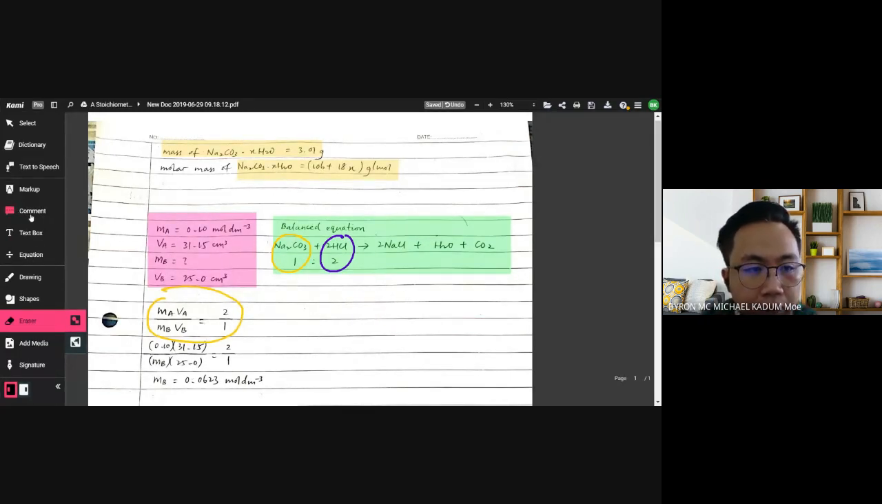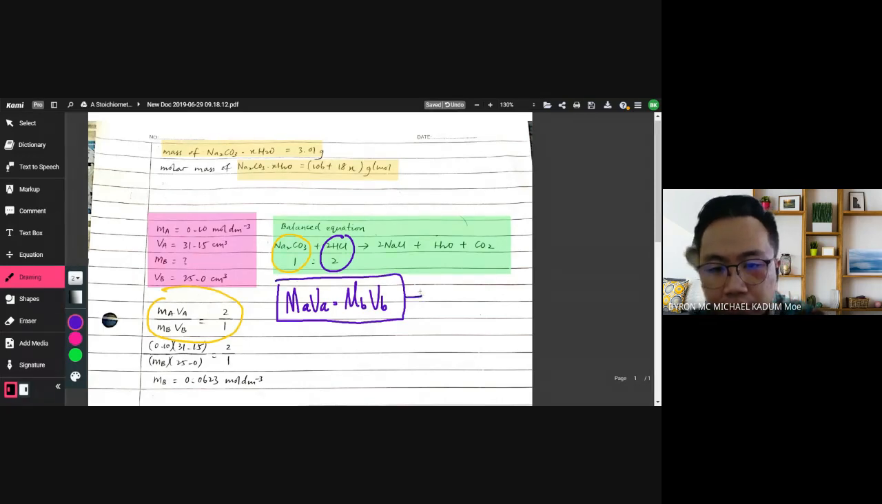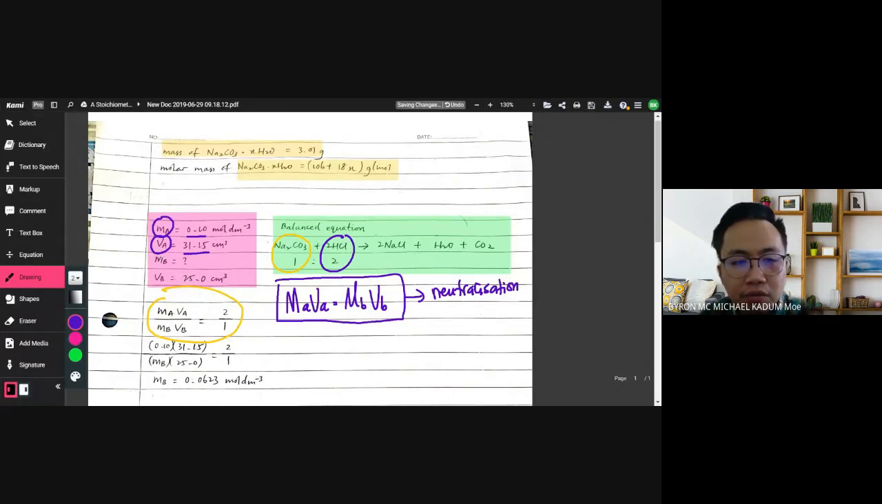Okay. Kita guna yang ini dulu. Saya akan buat step by step. MA VA equals to MB VB. All right. So this is neutralization process. Neutralization. So when you look at the information given over here, you have MA, which is 0.1. You have VA, which is 31.15 centimeter cubic. But you need to find what is the molarity of MB.